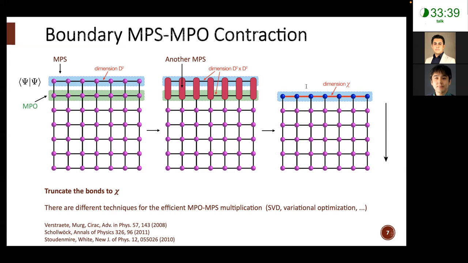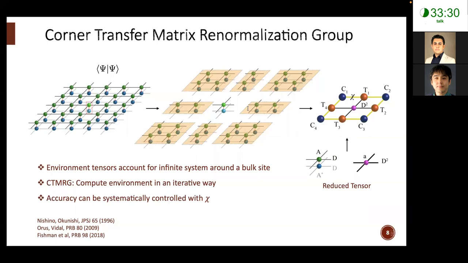So you should do this for all of the boundaries, of course, if your system is not symmetric. The other way, which is the other algorithm, which in practice has been shown to be more accurate, is the corner transfer matrix renormalization group.